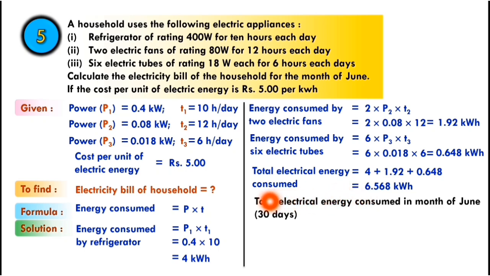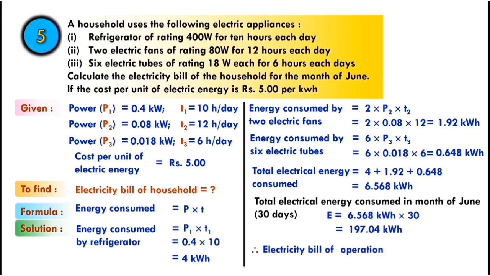Okay, now see here, the total electrical energy consumed in month of June. So we know how many days are there in June, 30 days, right? So we have to multiply it with 30. So total energy consumed equal to 6.208 kilowatt hour into 30. After calculating it, we will get 186.24 kilowatt hour. Okay, so for the electricity bill, we have to multiply it by 5 because we know that cost per unit of electric energy is rupees 5.